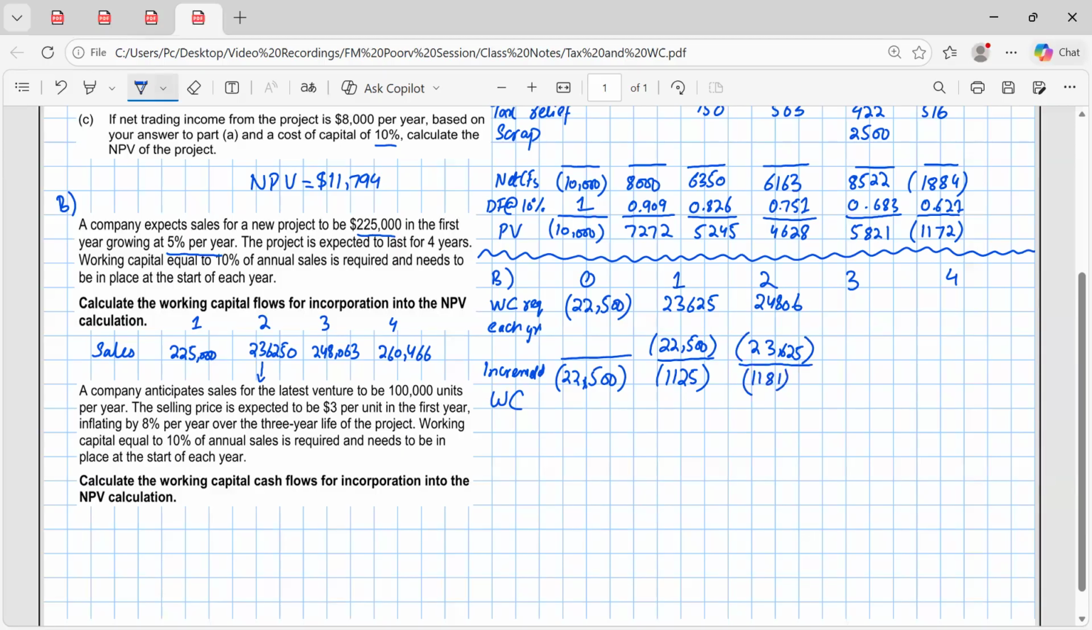Okay, what will be the requirement in year three? 26,047. How much will you recover? 24,806. So what is the additional that you need to put? 1,241. Okay. And in the last year, the 26,047 that you spent in the third year, you will just recover it. You don't need to put anything, because there is no year five. So 26,047.